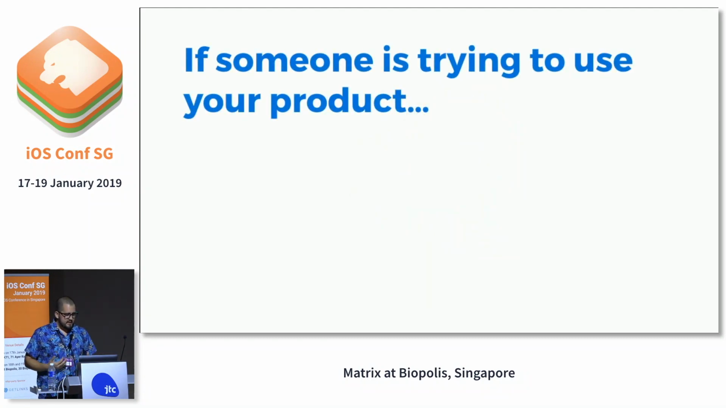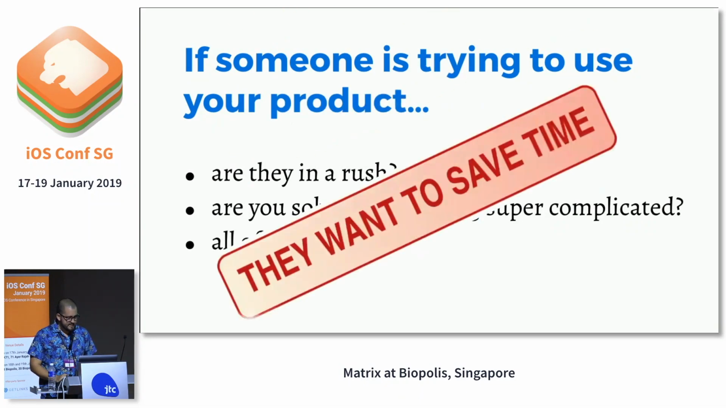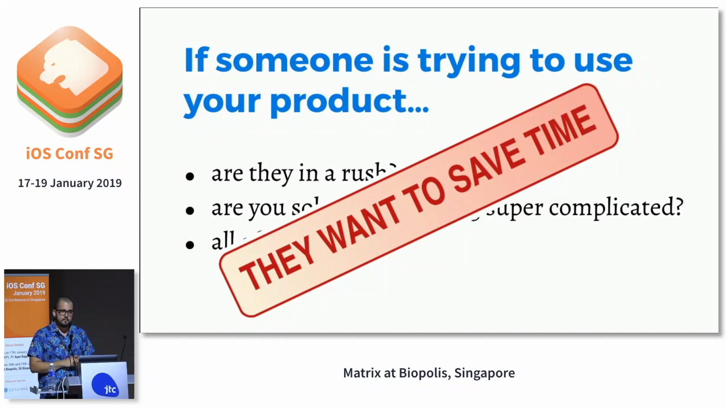So, I ask you one question. If someone is trying to use your product, whether it's an application or an SDK, why would you say they are doing it? Is it maybe because they are in a rush to get something done and they just want a tool to get the job done? Or maybe you are solving a problem that's super complicated and it's not really worth the investment for them to just roll their own solution? Or is it maybe a combination of both? What I think is that it all comes down to saving time. Your users only want to save time when they're reaching for your product.